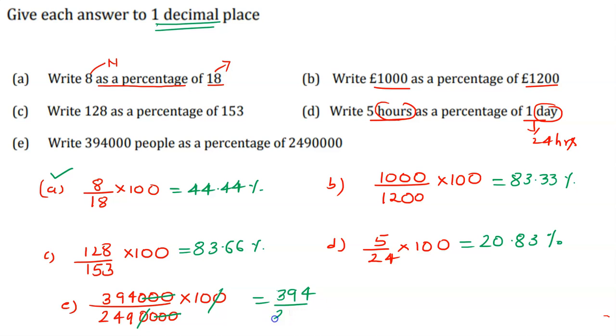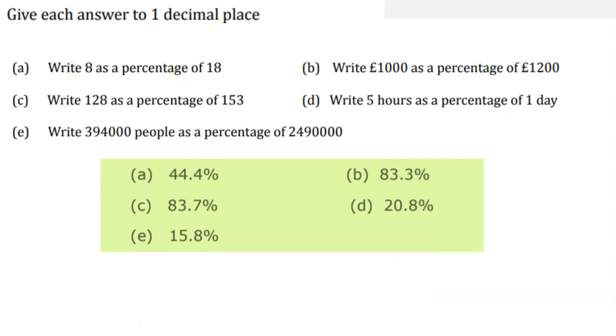394 divided by 249 times 10. So this should be 3940 divided by 249, and we get 15.82%. If you want to write down answers to 1 decimal place, then these will be the correct answers. And I will request you, you can always pause the video and check your working. So these are the correct answers up to 1 decimal place.